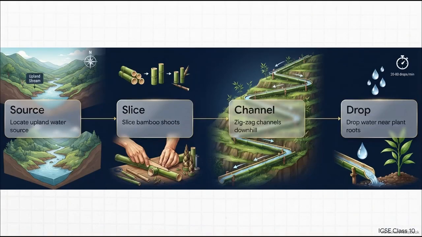Let's move over to the Northeast to see how geography inspires incredible traditional engineering. In Meghalaya, where steep slopes make standard groundwater channels pretty much impossible, tribes have used bamboo drip irrigation for over 200 years. It's genius. They locate a sloped stream, slice up bamboo shoots of varying sizes, create these zigzag channels downhill utilizing just gravity, and deliver water directly to the plant roots at about 20 to 80 drops per minute. No electricity, no pumps, just brilliant sustainable local adaptation.